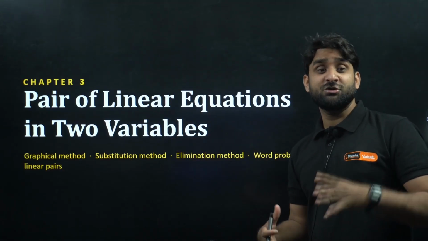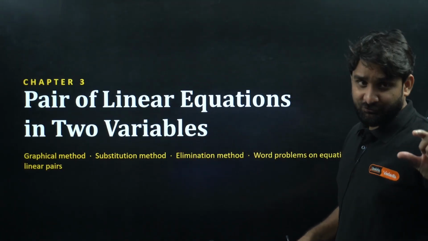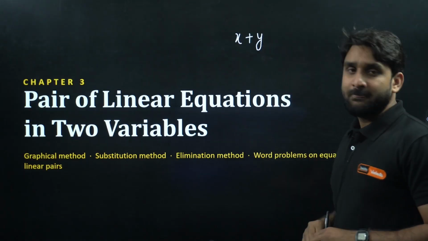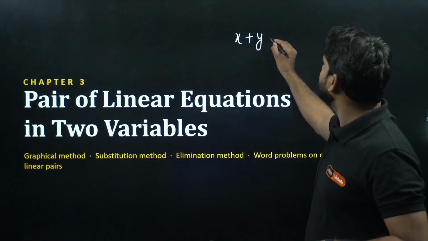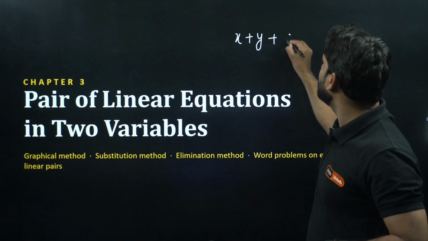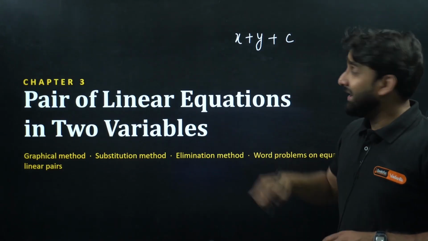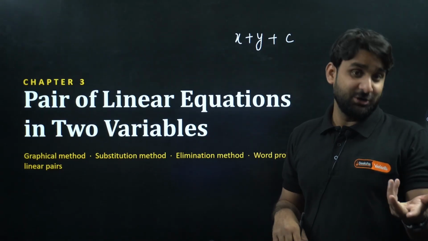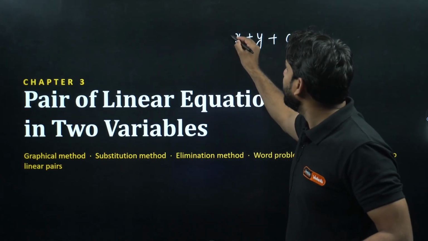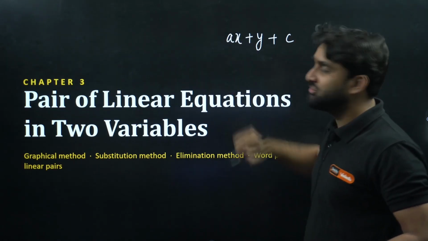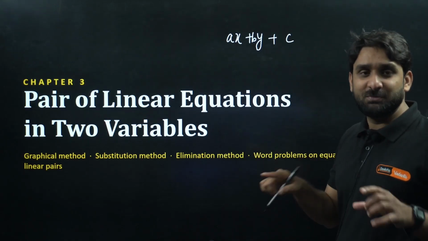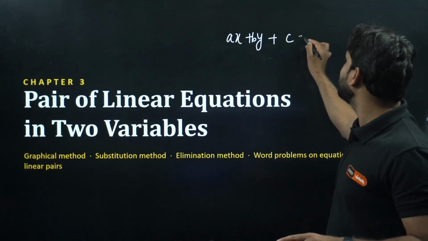Pair of linear equations in two variables. So first of all, what does two variables mean? x plus y. If two variables are there, there may be some constant value also, so I'm taking C here. And if this is x and this is y, there will be some coefficient also, any constant number. So we can write ax, the coefficient of x, and for y I'm writing by. So ax plus by plus c, this is the first linear equation.